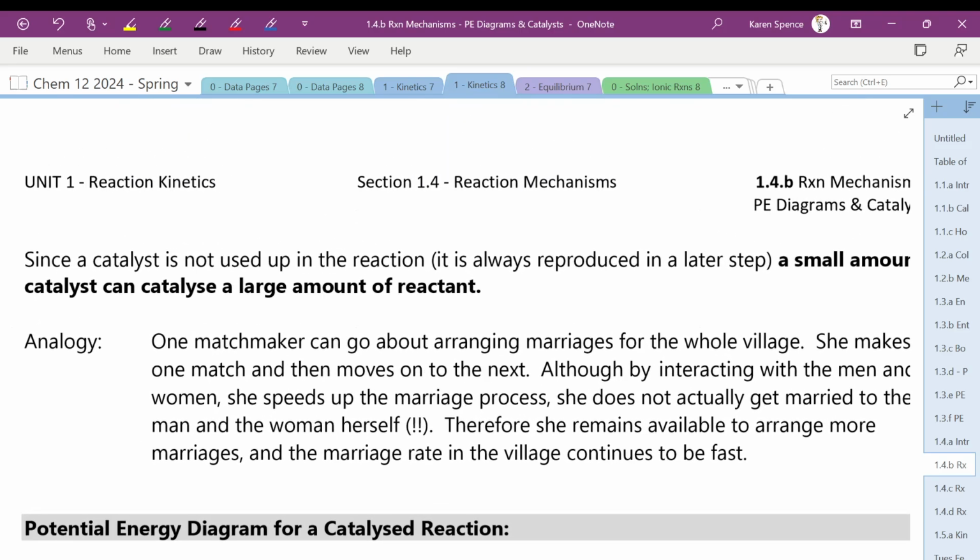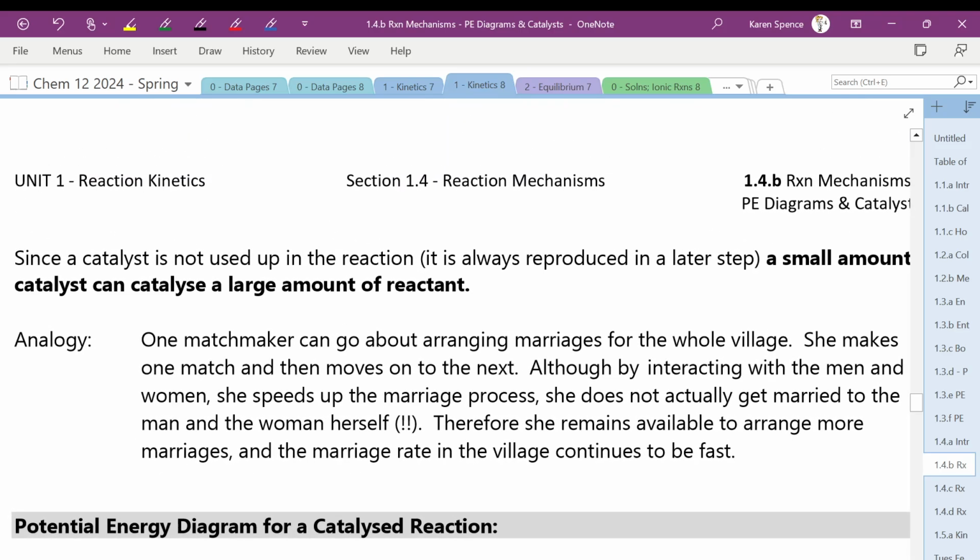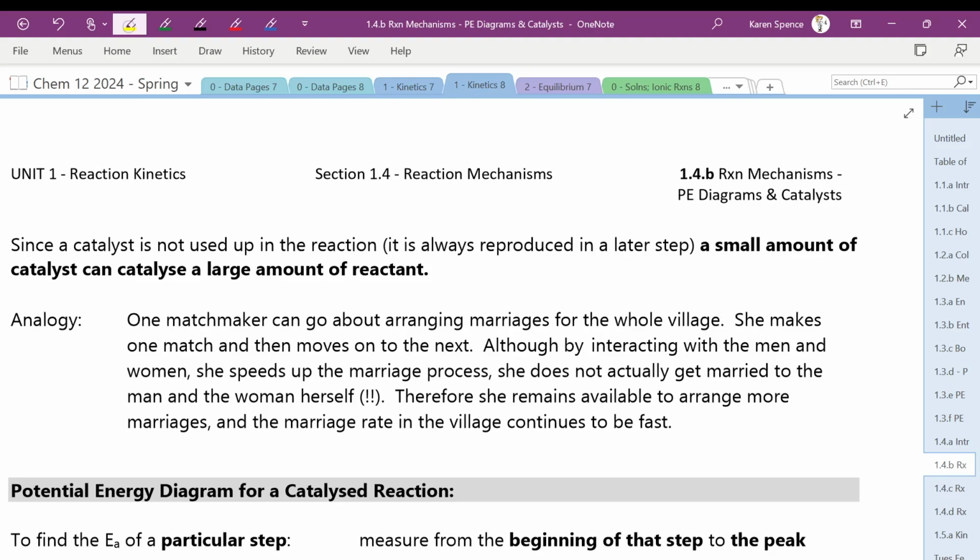So this just says, since a catalyst is not used up, we already talked about this, but here it says in the book, a small amount of catalyst can catalyze a large amount of reactant. And then they have the little matchmaker analogy in here again.